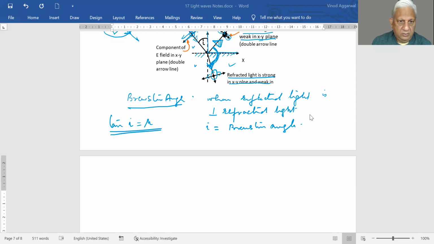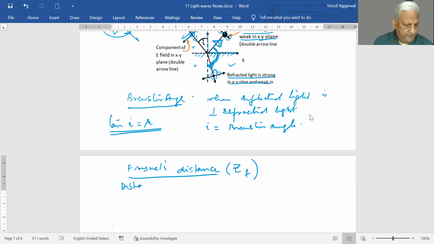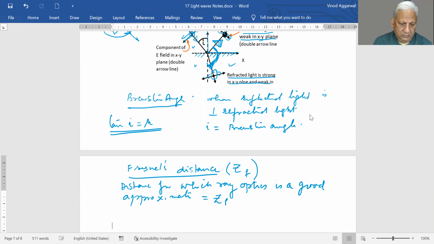Now in light, we have another topic called Fresnel's distance, also known as ZF. What is this distance? This is a distance for which ray optics is a good approximation. And it is given as this, where A is the aperture width.